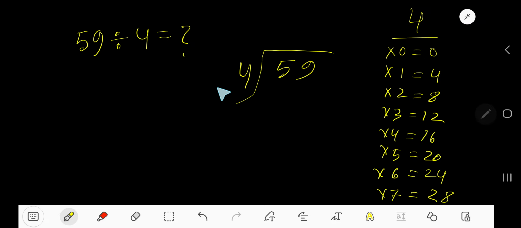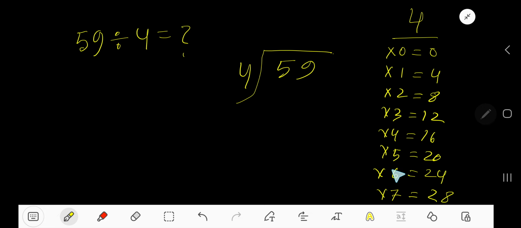59 divided by 4. Here 4 is a divisor, so we need the multiplication table of 4. 4 times 0 is 0, 4 times 1 is 4, 4 times 2 is 8, 4 times 3 is 12. To find the multiplication table of 4, just add 4 to the previous step: 0 plus 4 is 4, 4 plus 4 is 8, 8 plus 4 is 12, 12 plus 4 is 16.